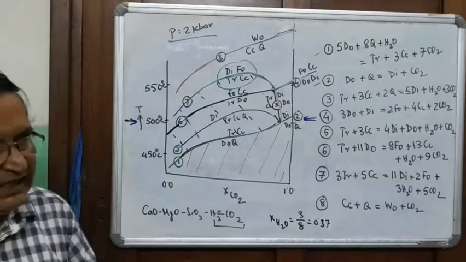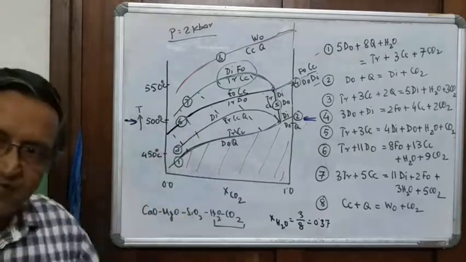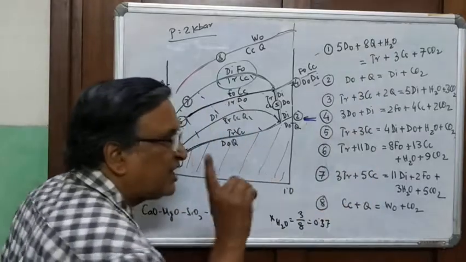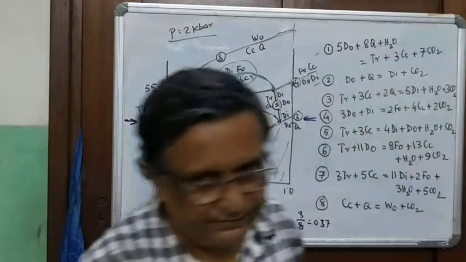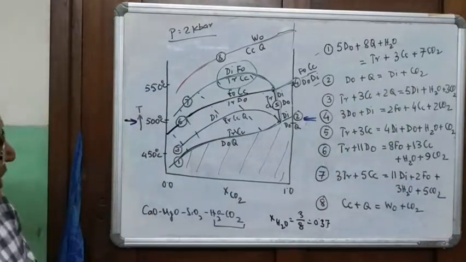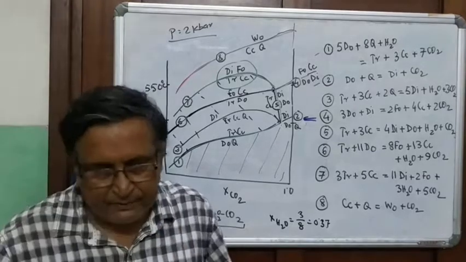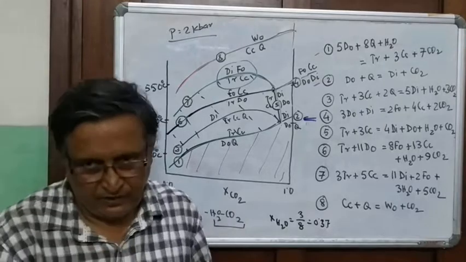But for the moment, I will stop here and we will continue in the next class. And I will tell you once again, please derive these reactions yourself. The more you write, you can plot it on the triangular diagram and you can see the perfect intercepts, and there you can find out how these reactions have been written.